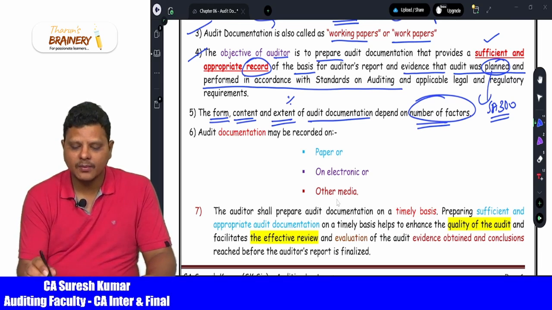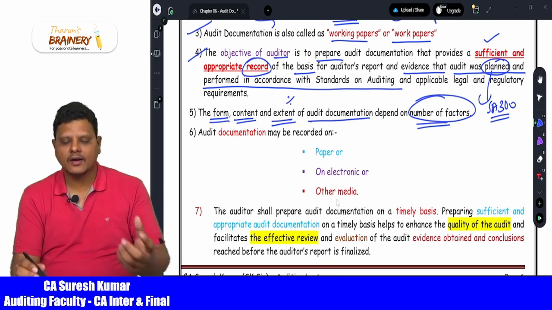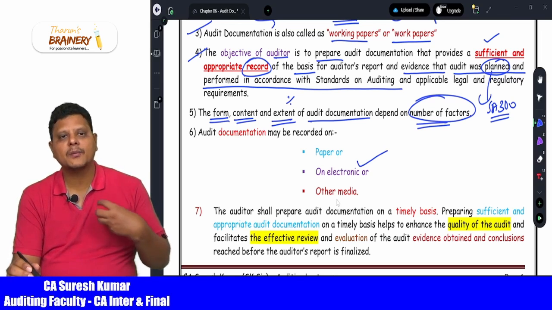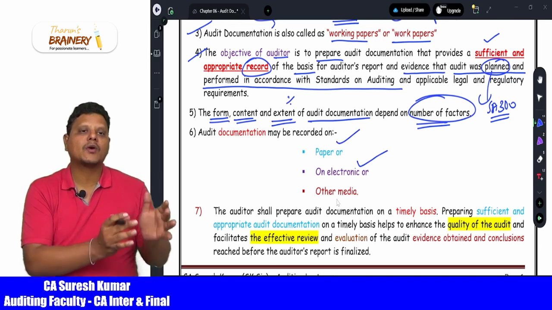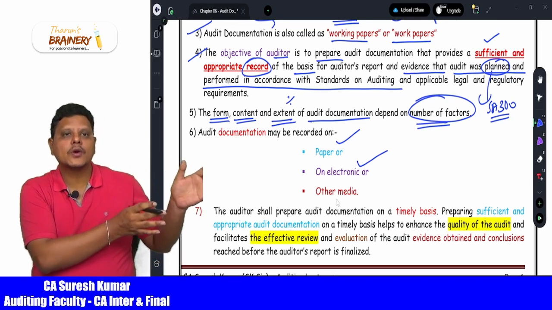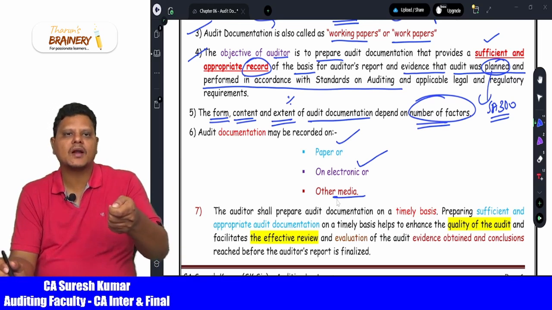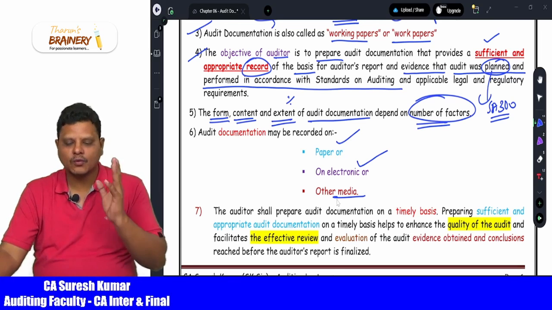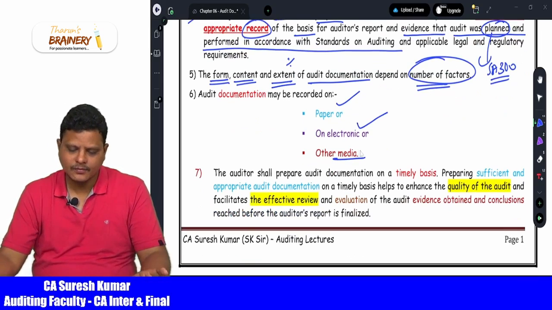Now audit documentation may be recorded in various modes. Because we are living in a digital era, it can be recorded in electronic form. Like I can keep it in Google Drive or OneDrive, that is how I can store my data. Or else I can prepare it in paper format. I can collect the papers and keep them in box files so that they can be stored physically in my office. The third one is other media, like a pen drive or a hard disk, etc. So audit documentation can be recorded in three ways: paper format, electronic format, and other media.